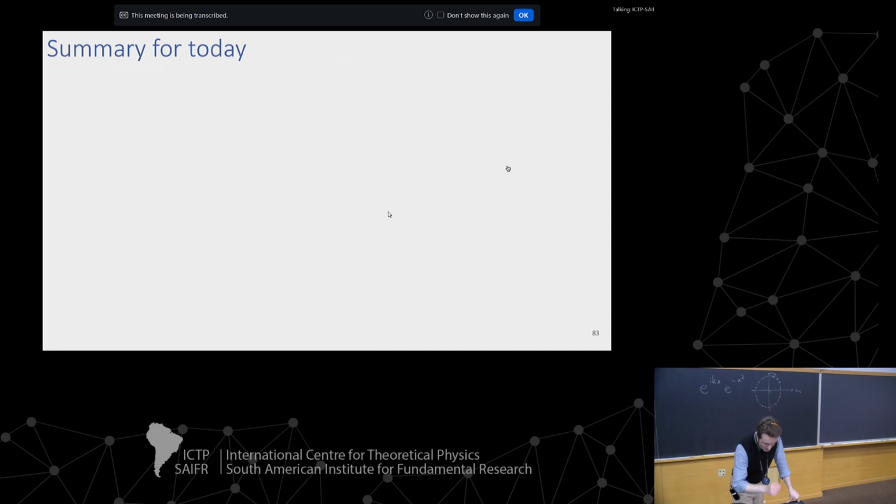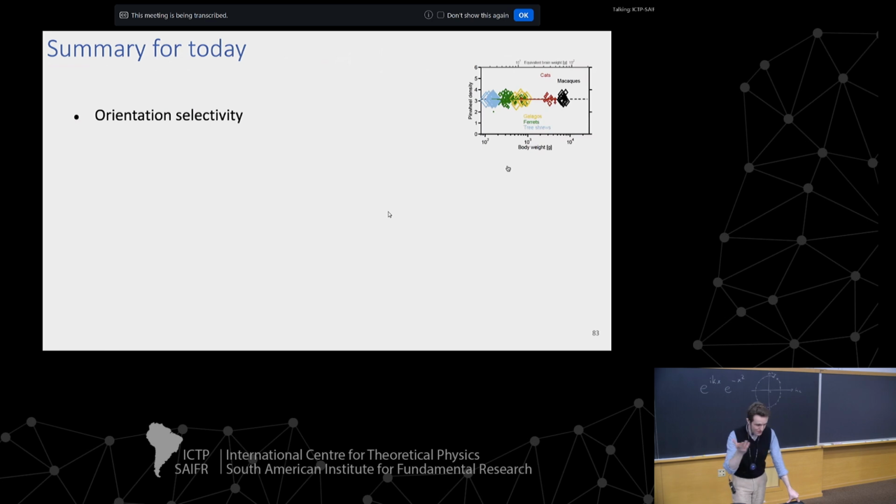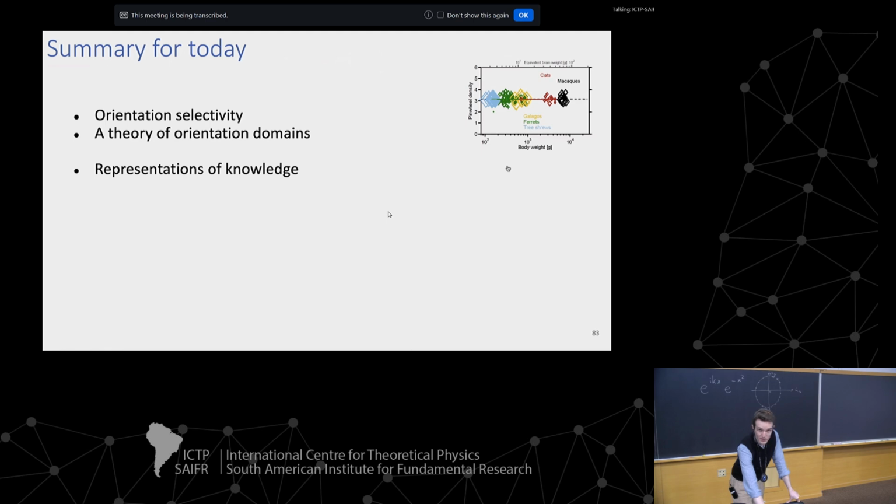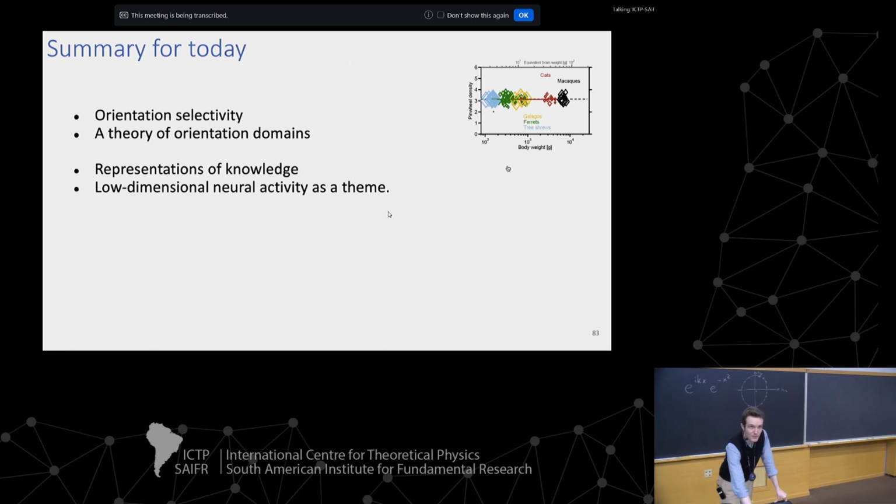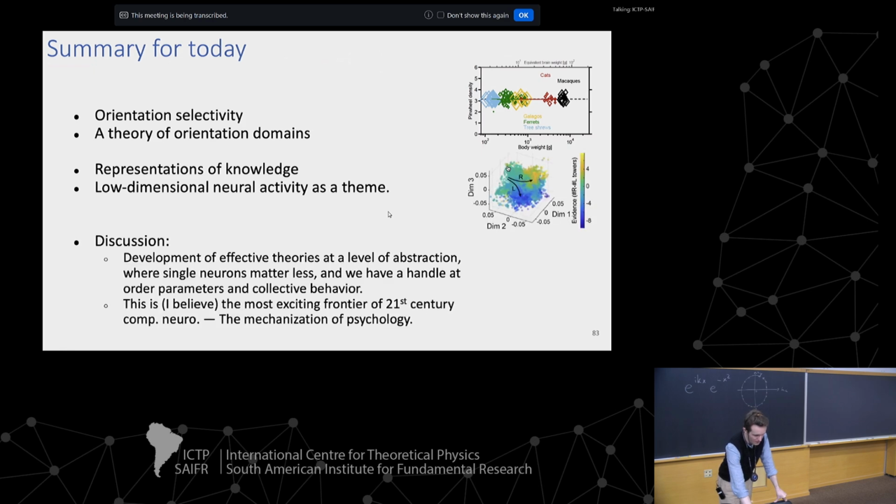Okay, that brings me to the summary for today. In the first talk, we chatted about orientation selectivity and the pinwheel density close to 3.14. We talked about the theory of orientation domains. Then we chatted a little bit about representations of knowledge. That's my ongoing work. And I try to communicate that I think low dimensionality of neural activity is a common theme, and that this will be one of the key drivers of future insights into how the brain operates. Yeah, so we can chat about this a little bit more.